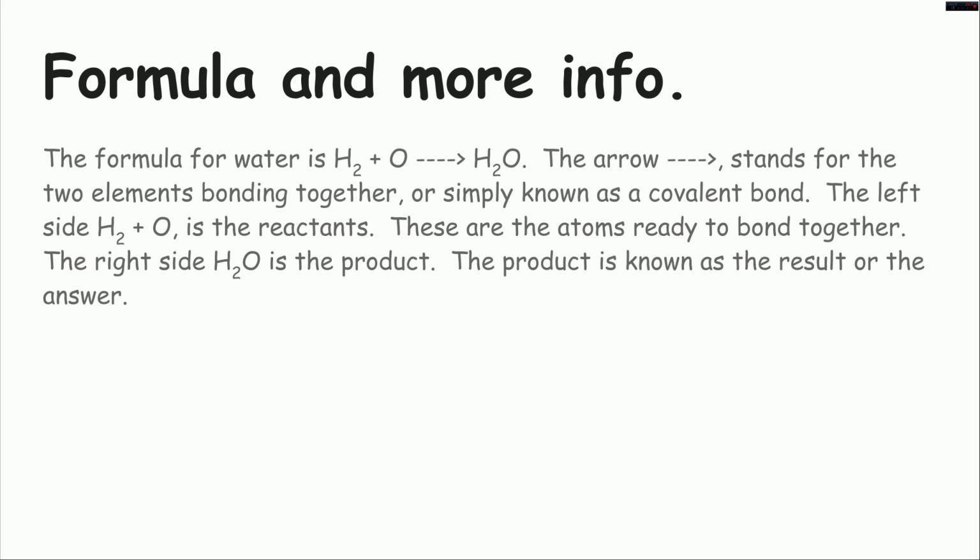Formula and more information. The formula for water is H2 plus O turns into H2O. The arrow stands for the two elements bonding together, or simply known as a covalent bond. The left side, H2 plus O, is the reactants. These are the atoms ready to bond together. The right side, H2O, is the product. The product is known as the result or the answer.